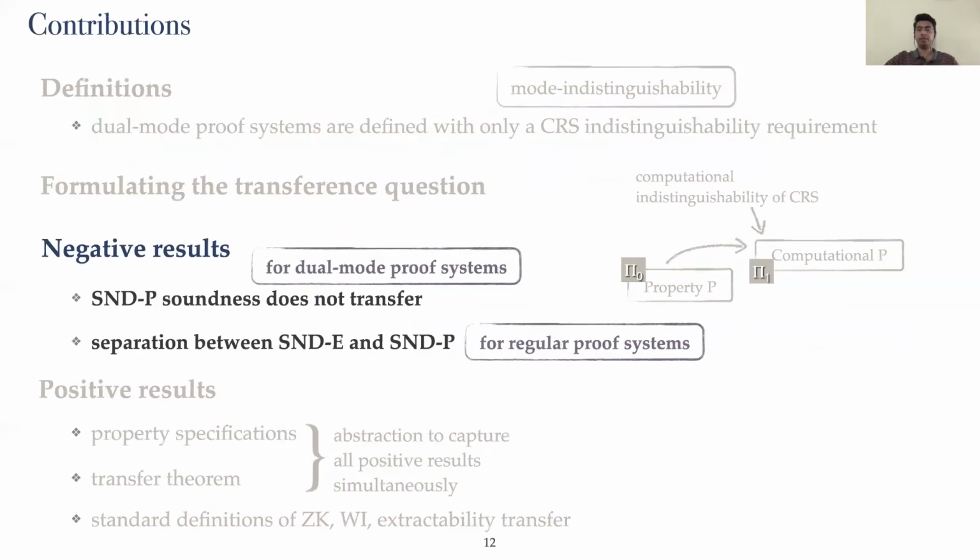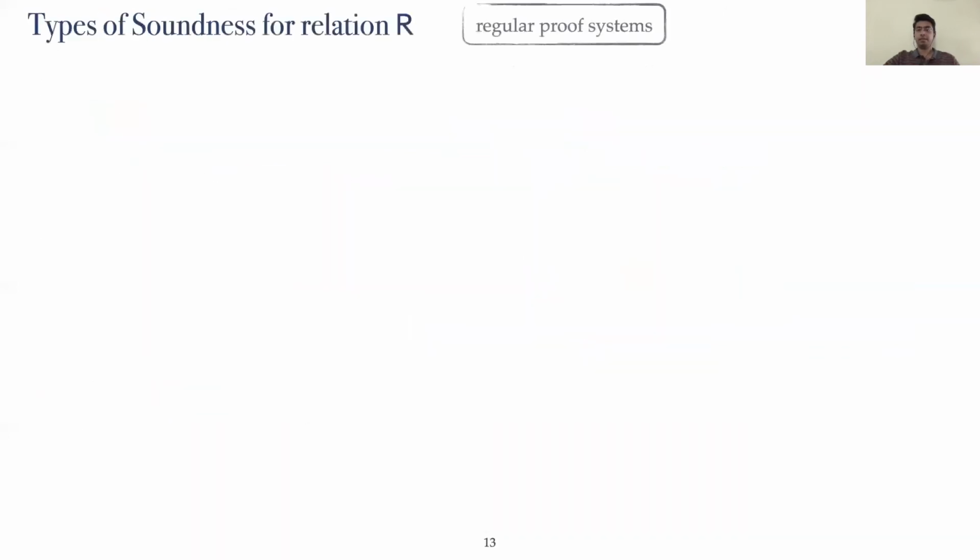We turn now to negative results. We first stop to take a look at the property of soundness, which is defined with respect to a relation R. At a high level, for soundness to hold, the adversary must not be able to return a statement-proof pair such that the statement is not in the language, but the verification algorithm returns true.